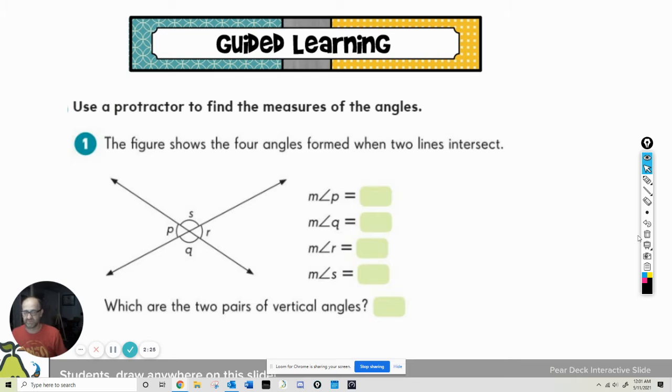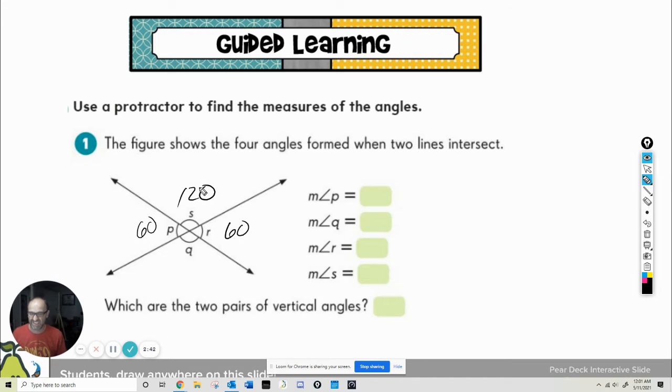Oh, protractor. How are you going to make this one easy? Use the protractor to find the angles. Oh yeah, it's going to be equal. Easy. I like to write right in my drawings a lot of times. If that's 60, that's 60. And if that's 120, that's 120. Hey, 120 plus 60 is 180. Boom. 60, 60, 120, 120. The 2 pairs are P and R and Q and S. That's vertical angles.